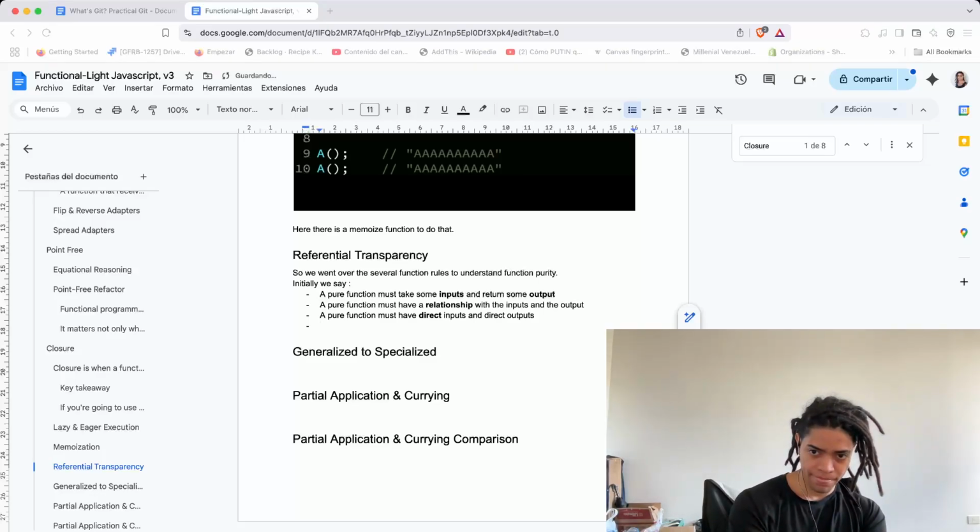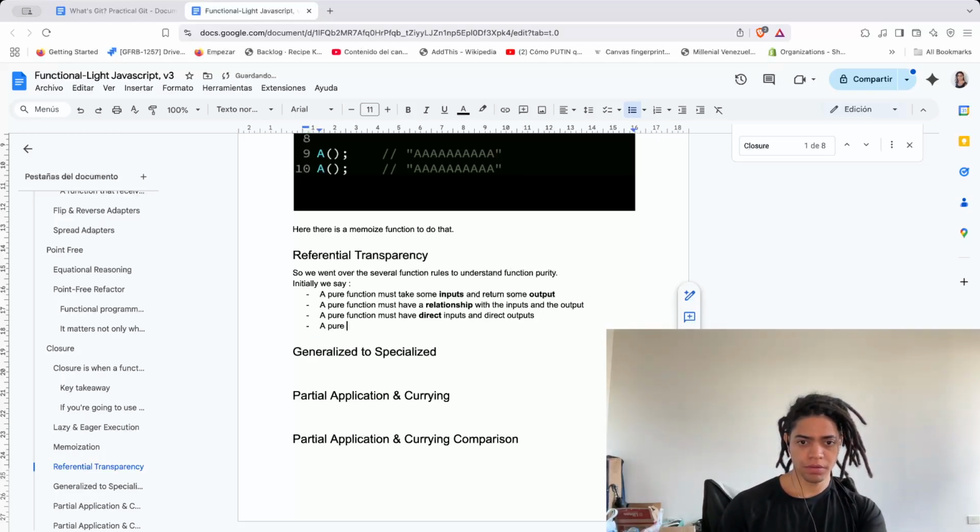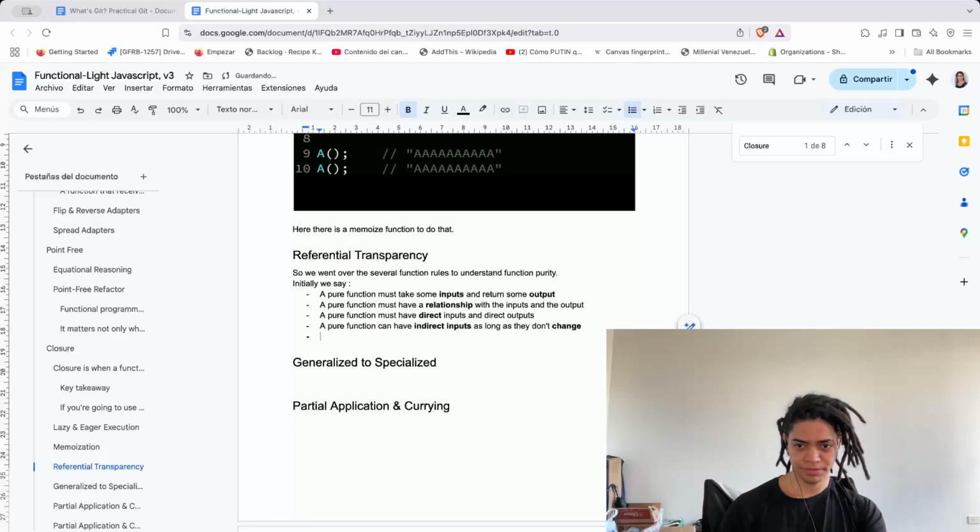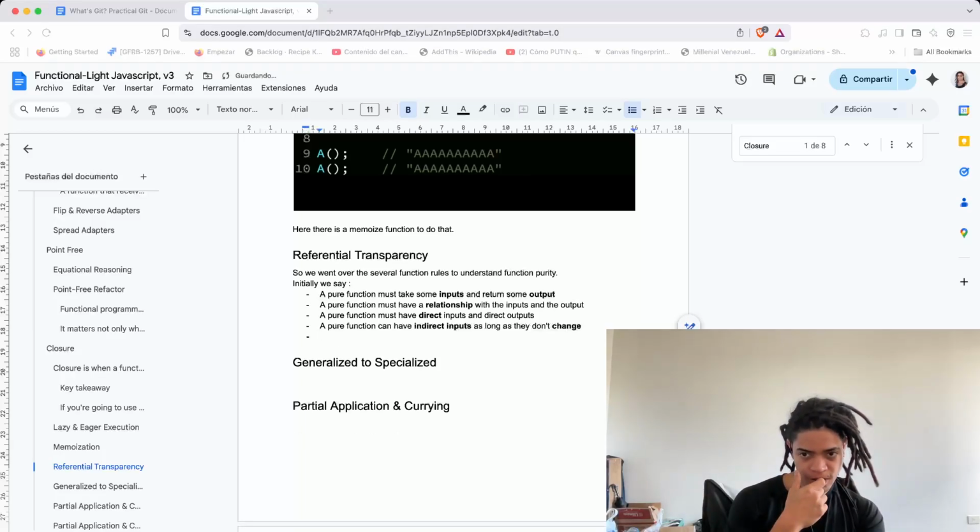Which was good, but not good enough. And then we said, well, no, actually, they don't have to be direct inputs. They can be indirect as long as they're not changing. So a pure function can have indirect input as long as they don't change. Remember, we can close over stuff as long as it's not changing, which was an even better definition.